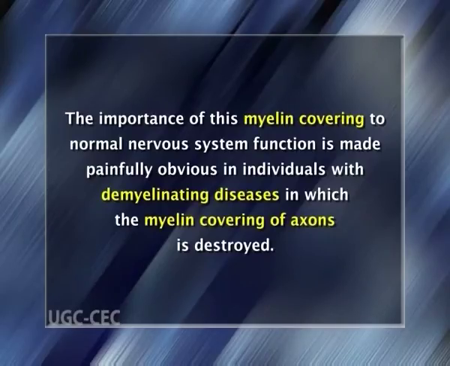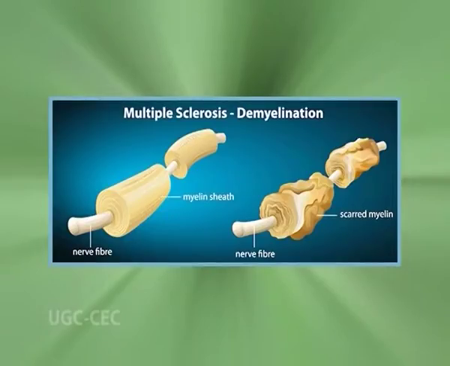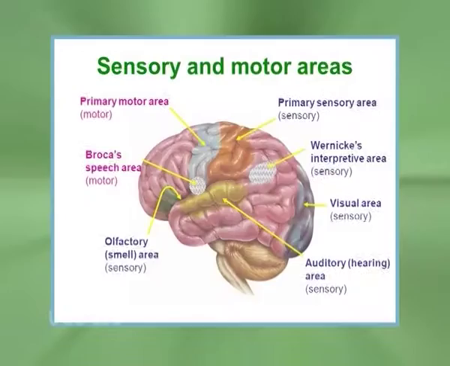The importance of this myelin covering to normal nervous system function is made painfully obvious in individuals with demyelinating disease, in which the myelin covering of the axons is destroyed. Among these diseases is multiple sclerosis, a demyelinating disease of the central nervous system that can have devastating consequences including visual, sensory, and motor disturbances.